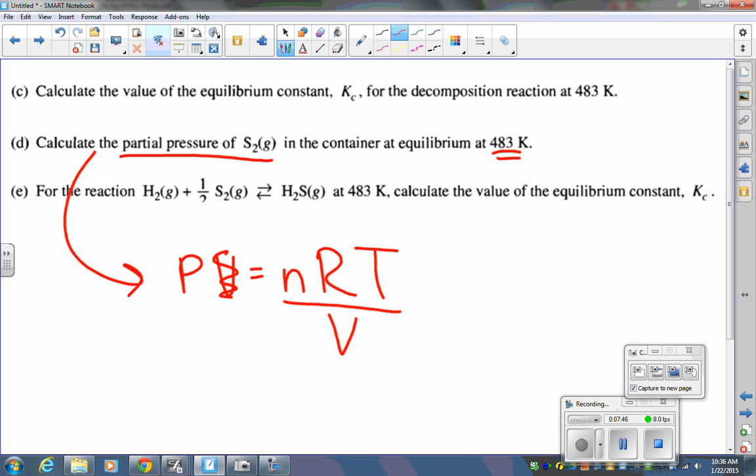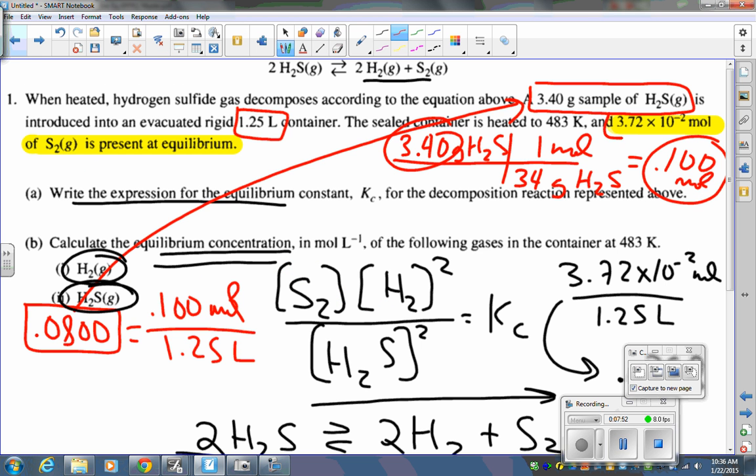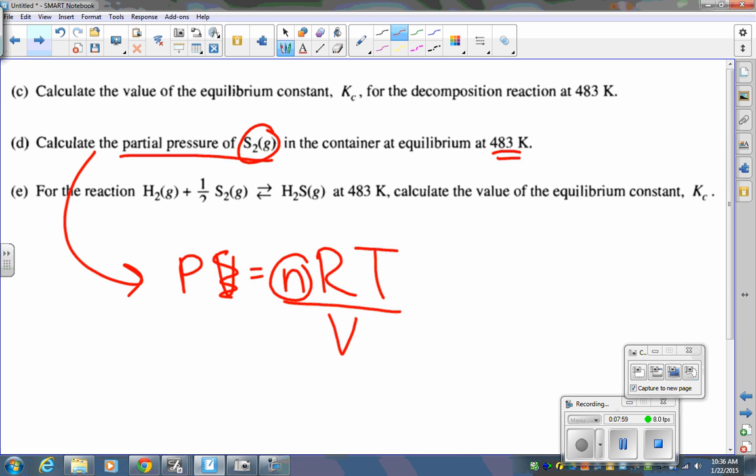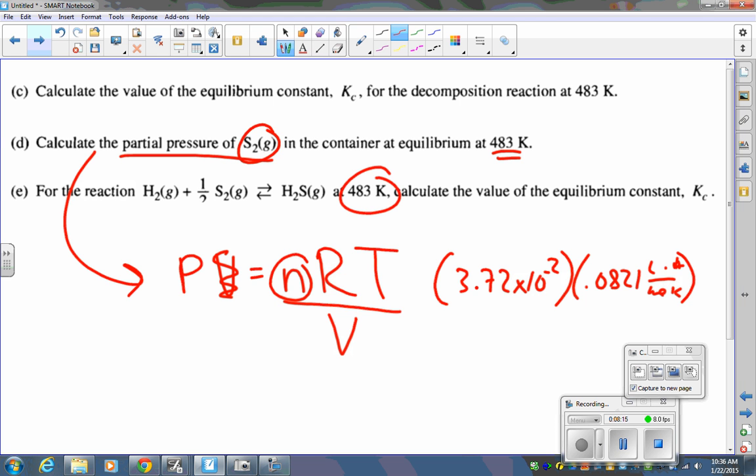So what do I need? Well, I need moles of S2, but wait, if I go back to the original part of the problem, look what I have highlighted there. They provided me with 3.72 times 10 to the negative second moles. So I'm going to come over here, and my moles are going to be 3.72 times 10 to the negative second. My R is going to be 0.0821 liters atmospheres per moles Kelvin. And then finally, temperature, 483. So I'm going to plug in 483 Kelvin right there.